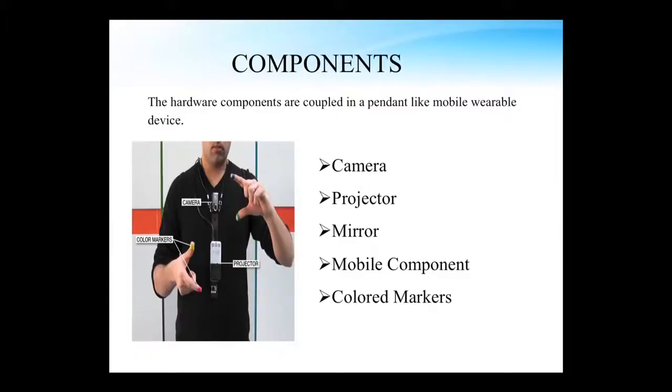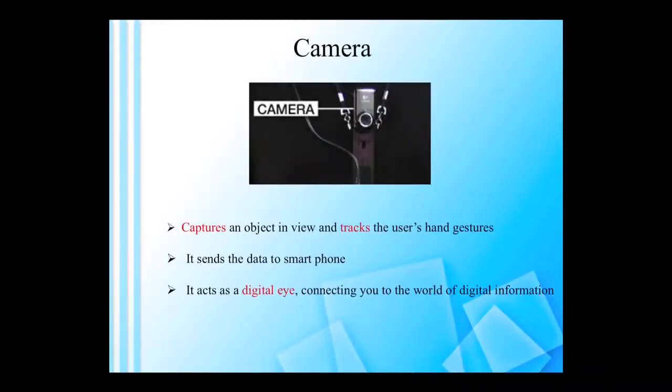Till now, my friend discussed the history of Sixth Sense technology and how it evolved. Now, I'm going to discuss the components. Pranav developed a prototype for the Sixth Sense technology, and I'm going to discuss its hardware components. The main components used in this prototype are a camera, colored markers, a mobile component that is a smartphone, a projector, and a mirror. These are interconnected to each other and are worn like a pendant on a chain.